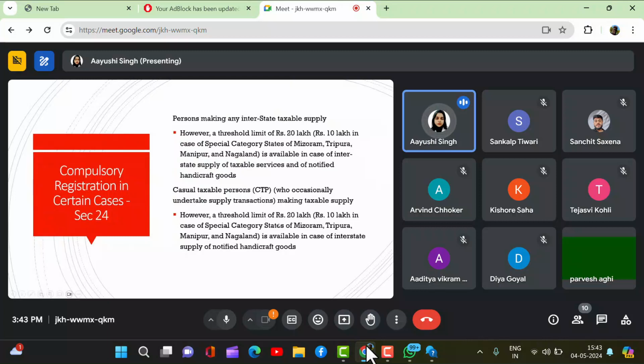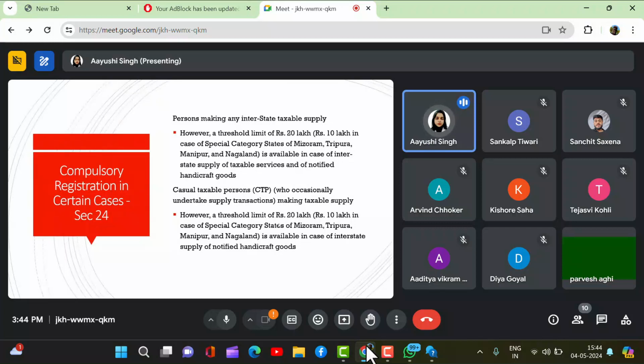Compulsory registration in certain cases. A person making interstate taxable supplies. However, a threshold limit of rupees 20 lakhs, that is 10 lakhs for the special category states, is available in the case of interstate supply of taxable services and of notified handicraft goods.